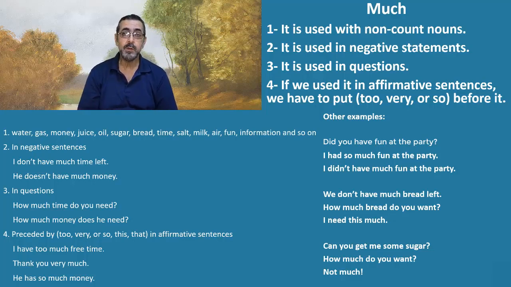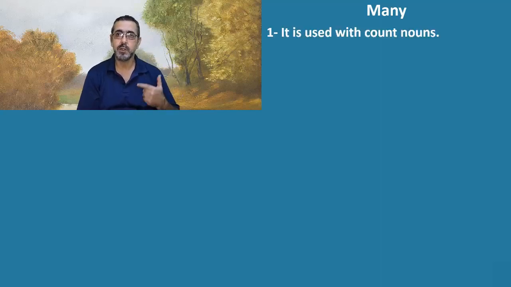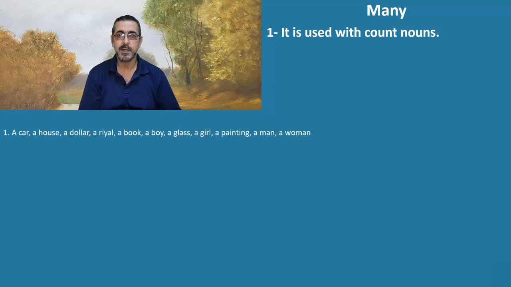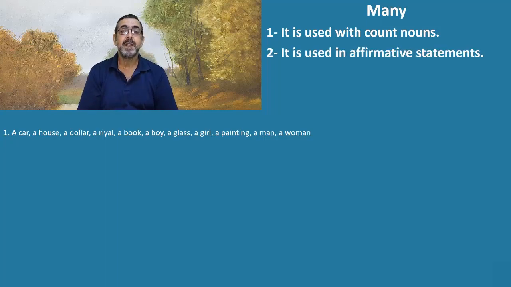All right, we move to many now, and we use many with count nouns in affirmative and negative statements and in questions. So we use many with plural nouns. We have a car, a house, so cars, houses, dollars, reals, books, toys, boys, glasses, girls, paintings, men, women. These are count nouns.